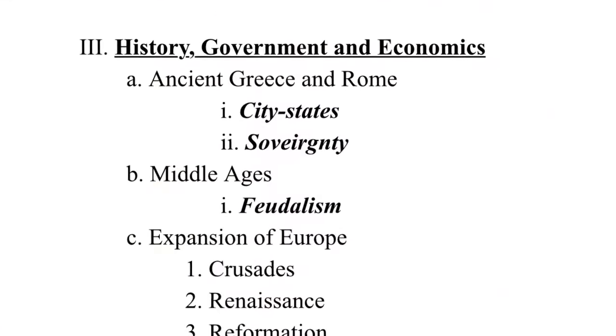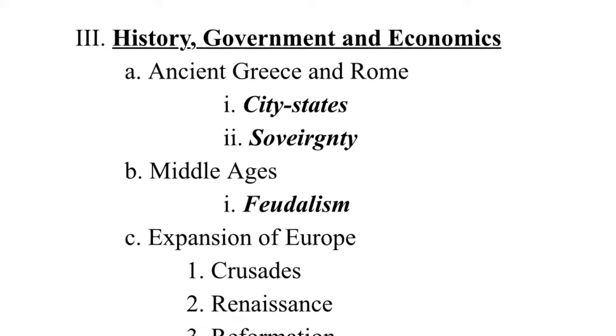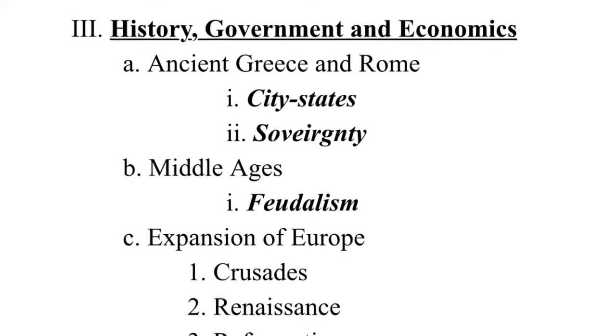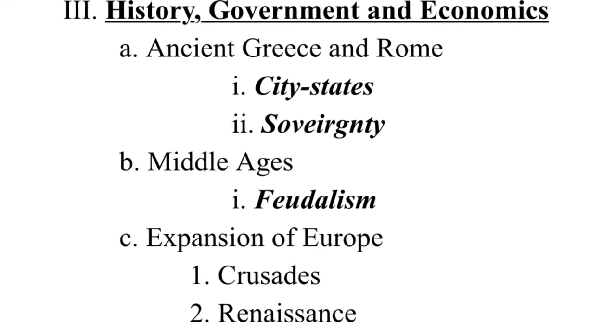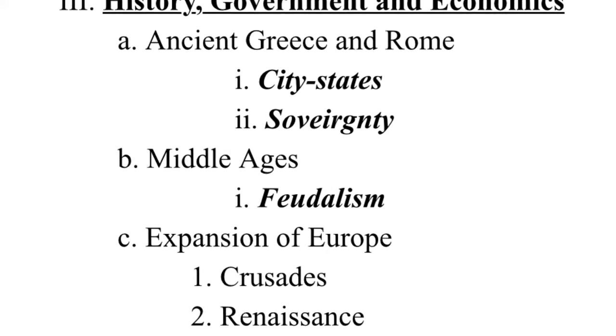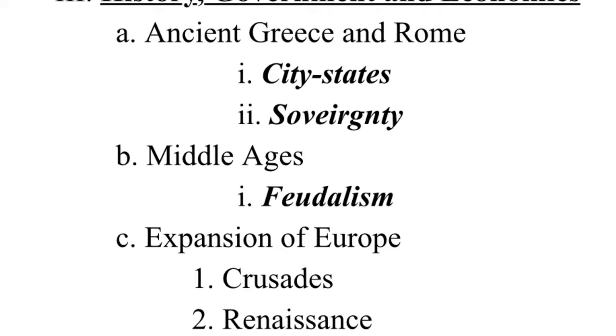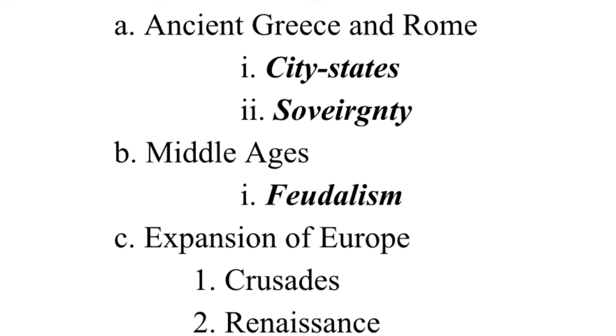Then we move on to the Middle Ages. The Middle Ages is known as the period between ancient and modern times. One of the major aspects of the Middle Ages was a system called feudalism. Feudalism is a system in which monarchs or lords gave land to nobles.